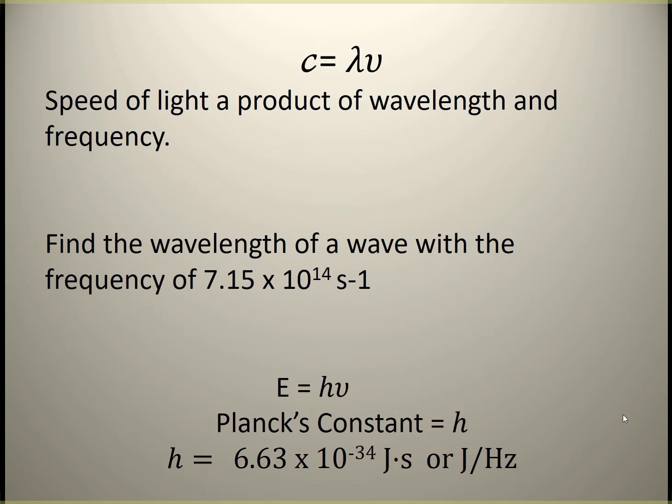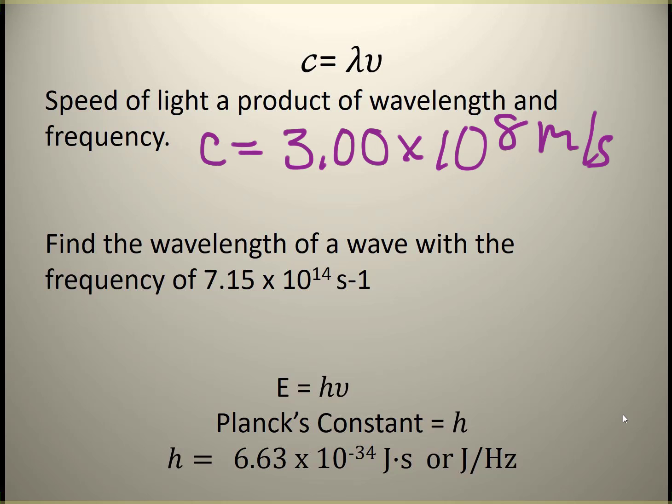Here's our first formula. It says the speed of light is equal to the wavelength times the frequency. So speed of light is a product of the wavelength and the frequency. If you multiply those two together, you should get the speed of light. And remember, the speed of light is a constant. It is this number.